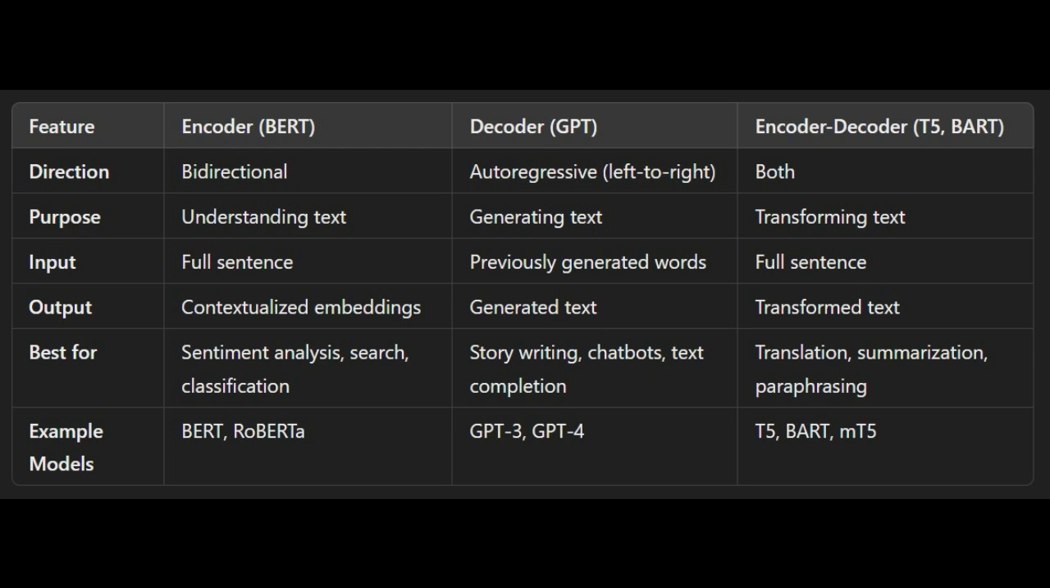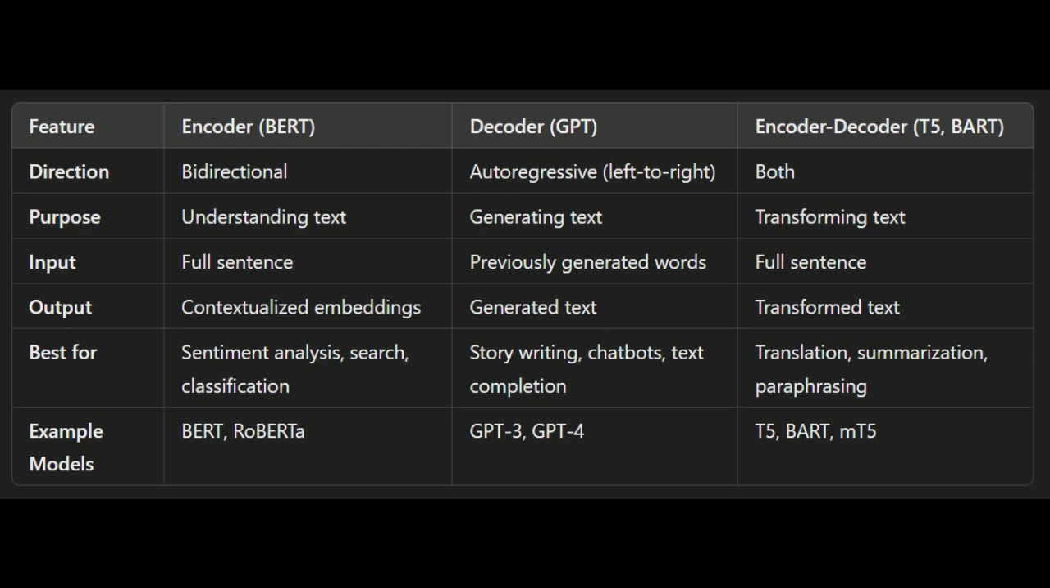In the encoder architecture used for understanding text, what's the primary role of it? It processes and understands the input text. The main use case for it is natural language understanding (NLU) tasks. Example models are BERT, RoBERTa, DistilBERT.